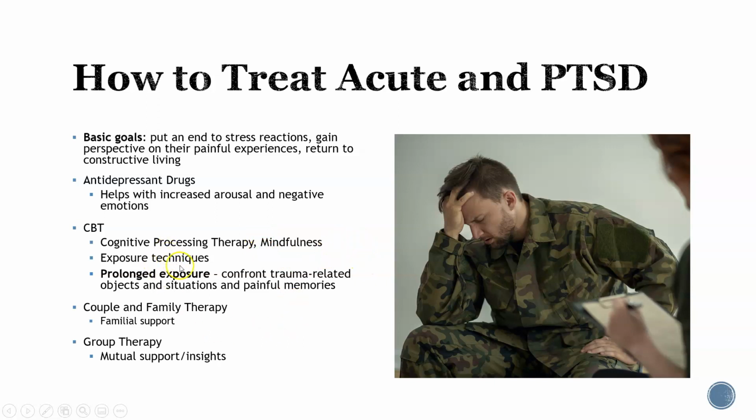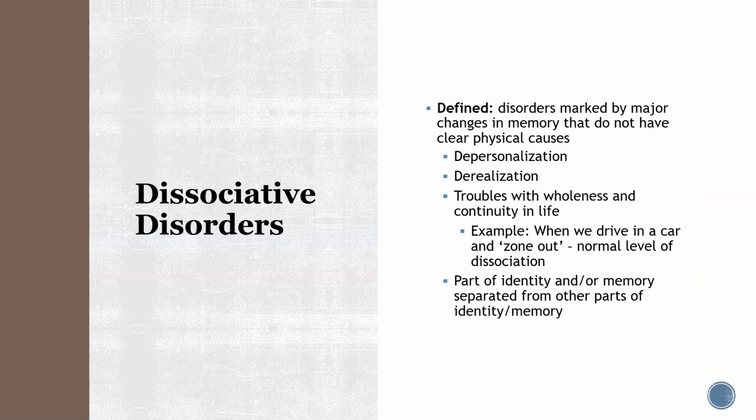Different exposure techniques. Now, you can't put someone back in a combat scenario, but there are different ex vivo techniques that can be used to simulate and help imagine the scenario so someone can work through it. Couple and family therapy is important for, again, giving that person that social support at home to help them work through their trauma, as well as group therapy. Group therapy is great for helping people have mutual supports and insights. It always helps to know someone who went through the same things you did.